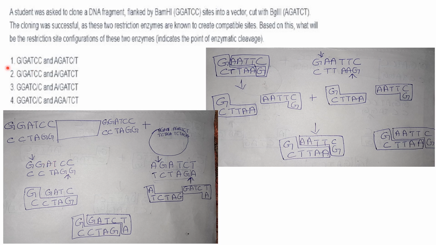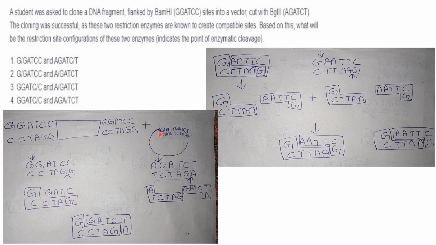Now suppose we take the first option. It is cutting here. They have given a slash mark over here, so it is cutting there. So I am cutting it, that is, I get this fragment, that is GCCTAG. Now this portion has to ligate. Only then can the DNA fragment and vector backbone come together.